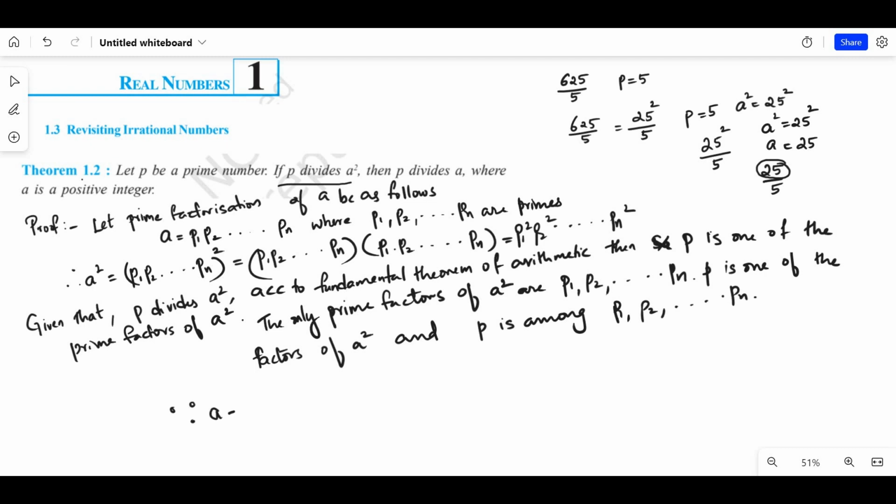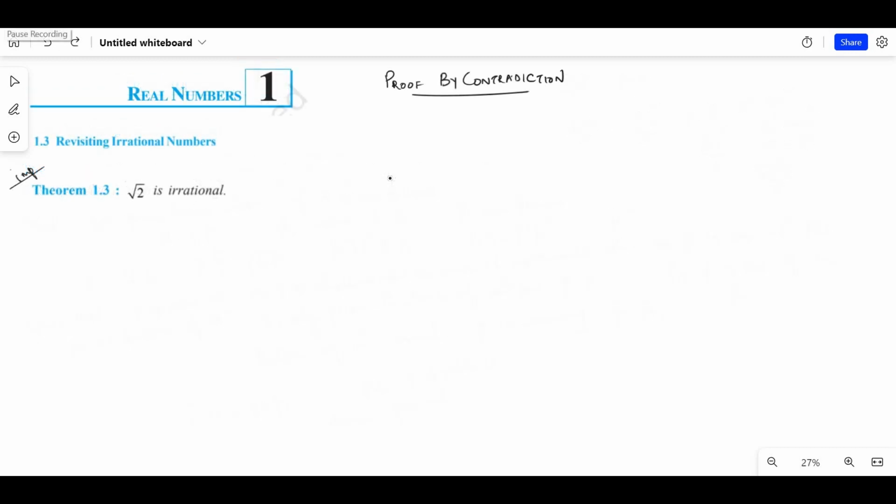Since we know that A is equal to P1 times P2 times etc. Pn, or A can be written as the product of its prime factors P1, P2, etc. Pn, P divides A, as P is among these prime factors. We can say that P divides A. Hence, this theorem is proved. This theorem is a very important theorem from the exam point of view.